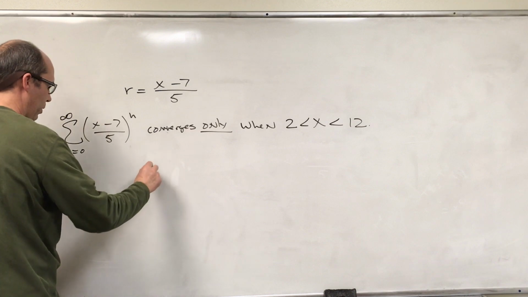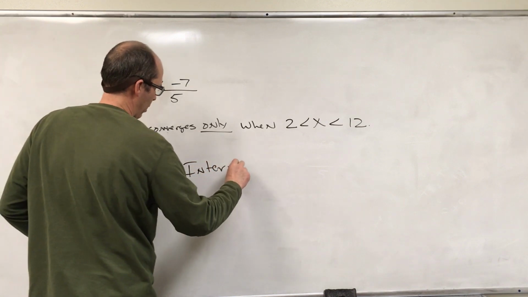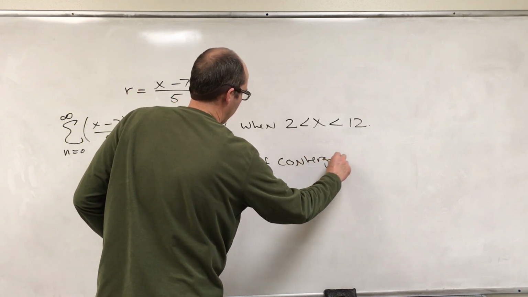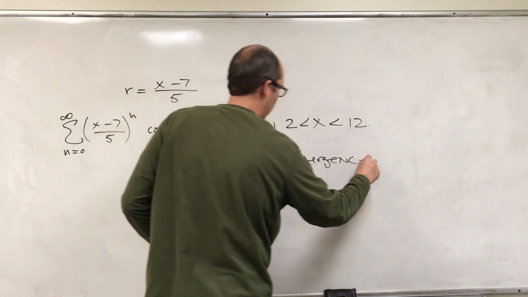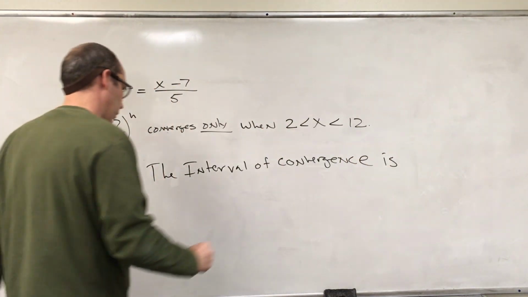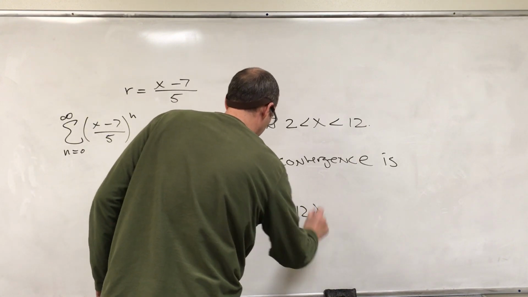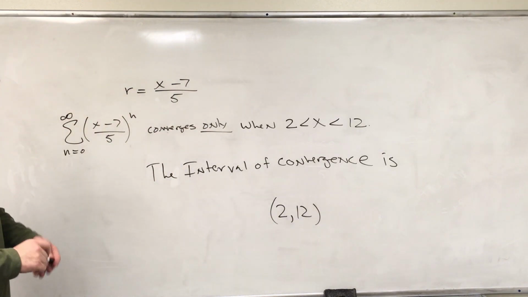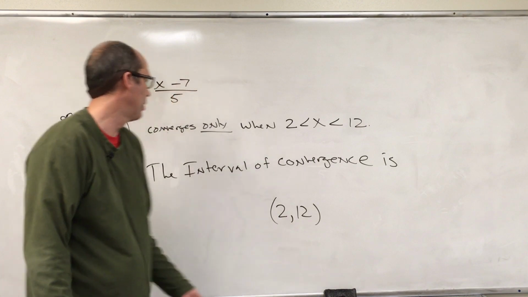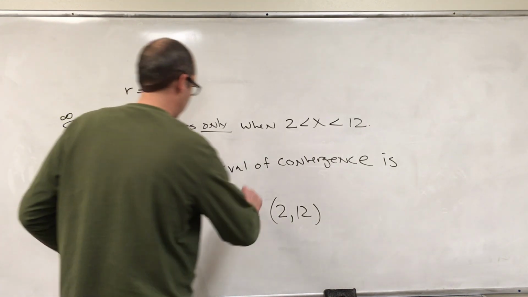So the interval of convergence is... Okay, this is the interval of convergence. This is the interval that contains all the numbers that make this converge. So this is the answer.